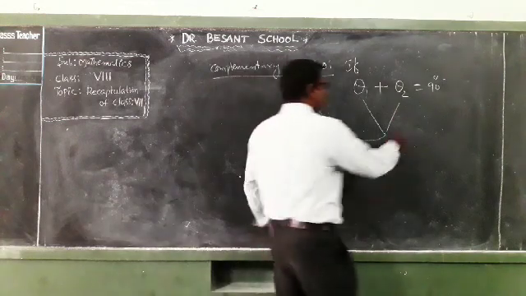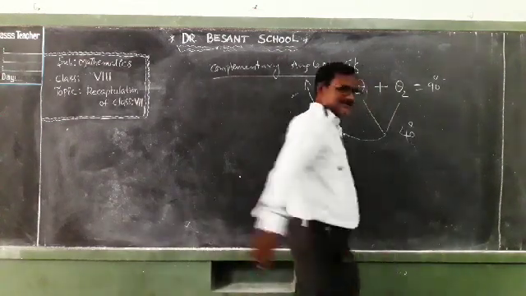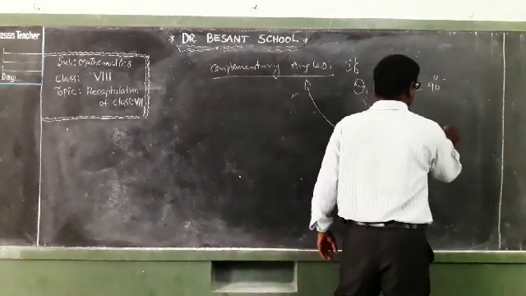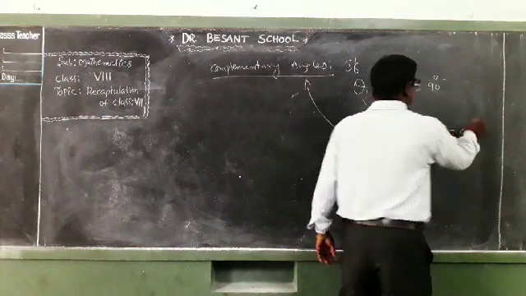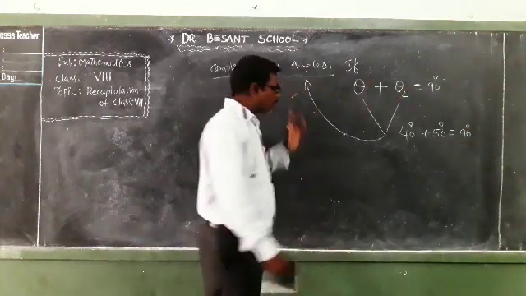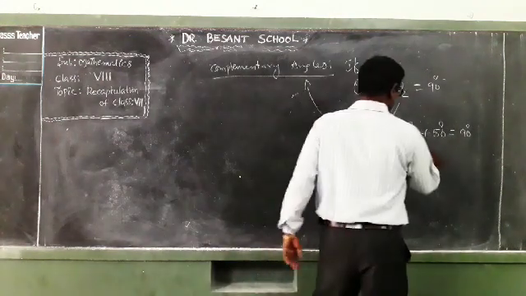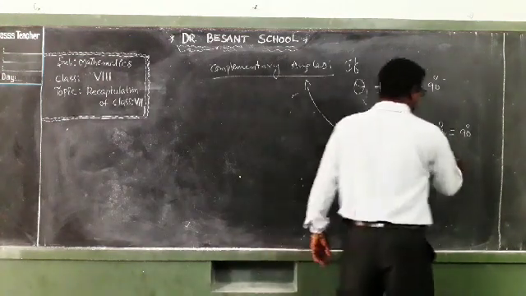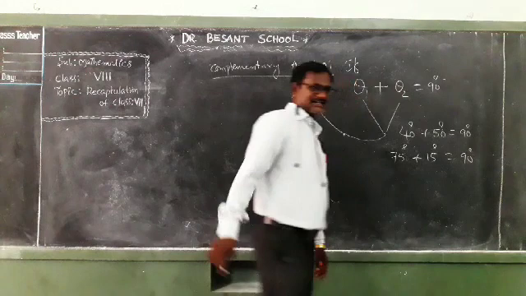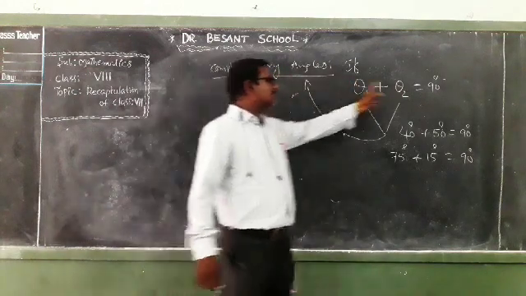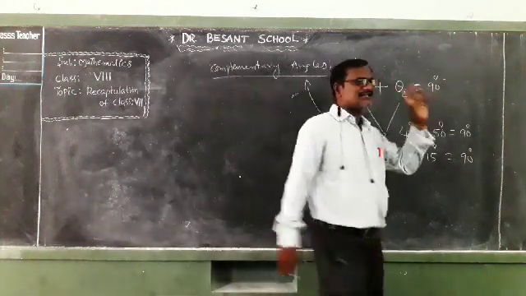So can you say what is the complementary angle of 40 degrees? Yes, that is 50 degrees. Why? Because 40 plus 50 becomes 90. So what is the complementary angle of 75 degrees? Yes, that is 15 degrees. Why? Because 75 degrees plus 15 degrees becomes 90 degrees. So if the sum of the measures of two angles is 90 degrees, then the two angles are said to be complementary angles.